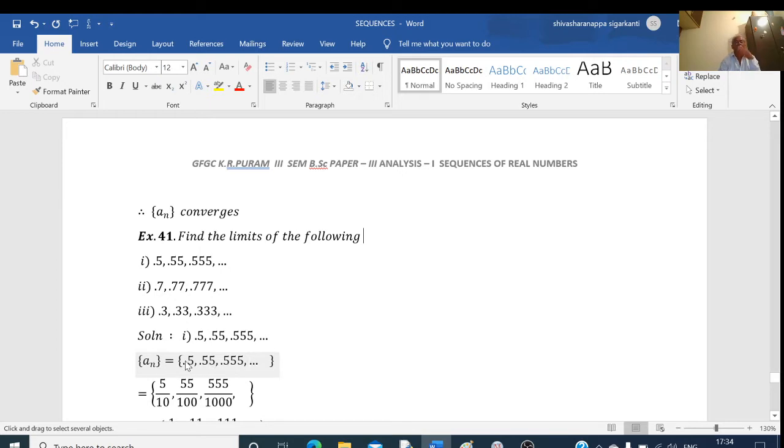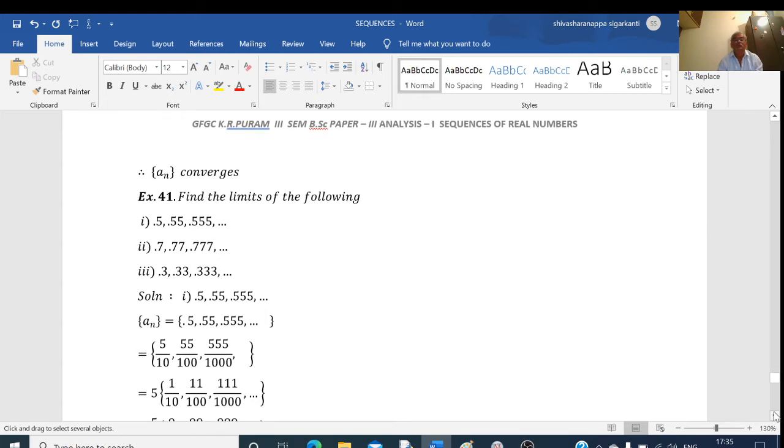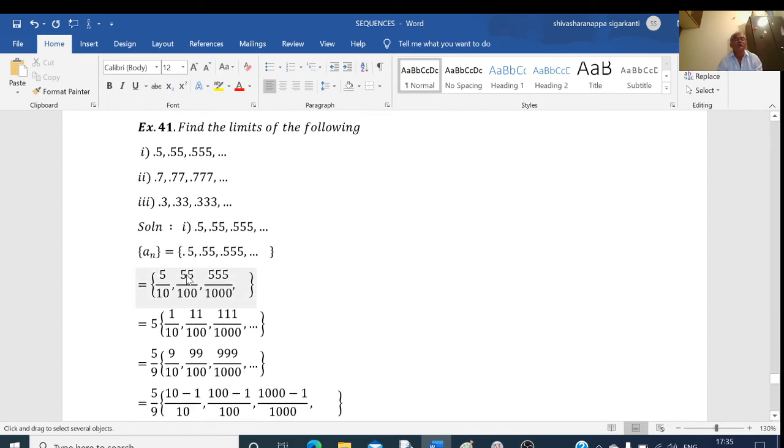First term is 0.5. Second term is 0.55. Third term is 0.555. And I will write these terms like this. Removing the decimal point, 0.5 can be written as 5 by 10. 0.55 can be written as 55 divided by 100. 0.555 can be written as 555 divided by 1000, and so on.